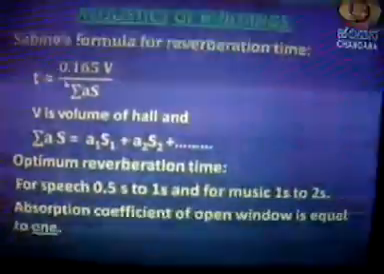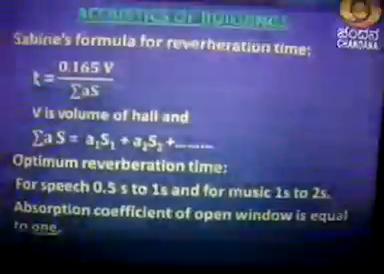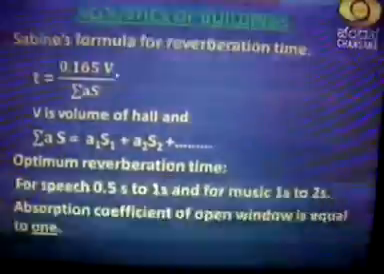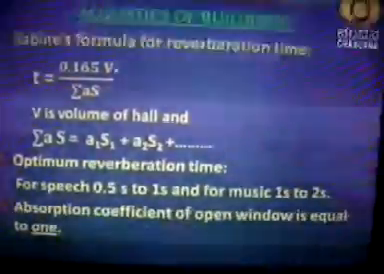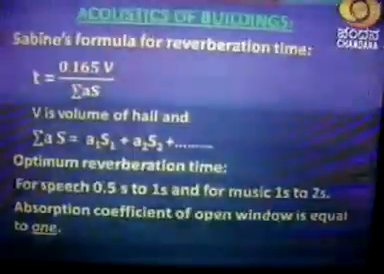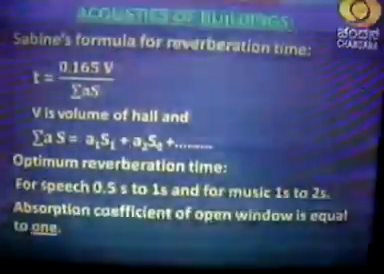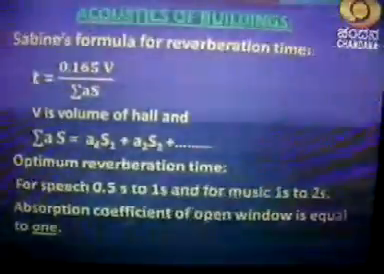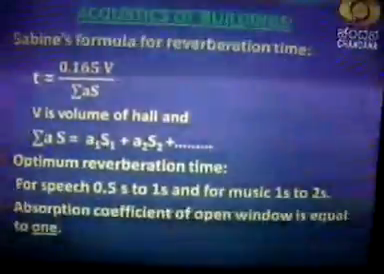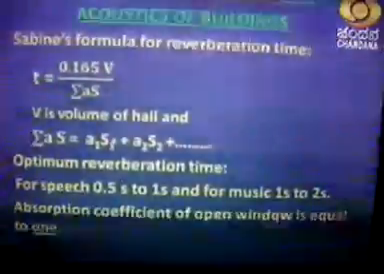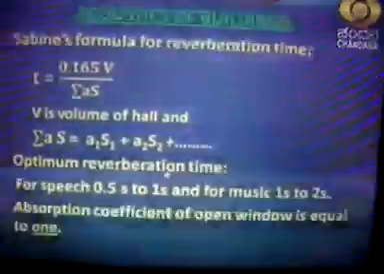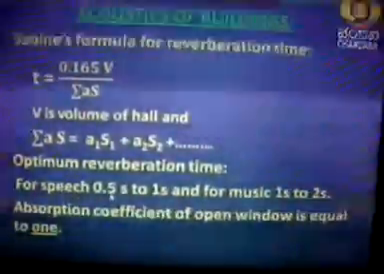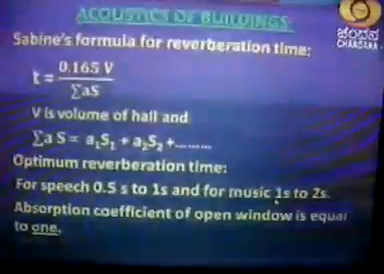Coming to the last topic, acoustics of buildings. The important formula, Sabine's formula for the reverberation time, is given by T equal to 0.165 V upon summation AS, where V is the volume of the hall and summation AS is the absorption power of all the surfaces, that is, the sum of the products of absorption coefficients of different surfaces and their surface areas. The optimum reverberation time for speech is 0.5 second to 1 second, and for music it is 1 second to 2 seconds.